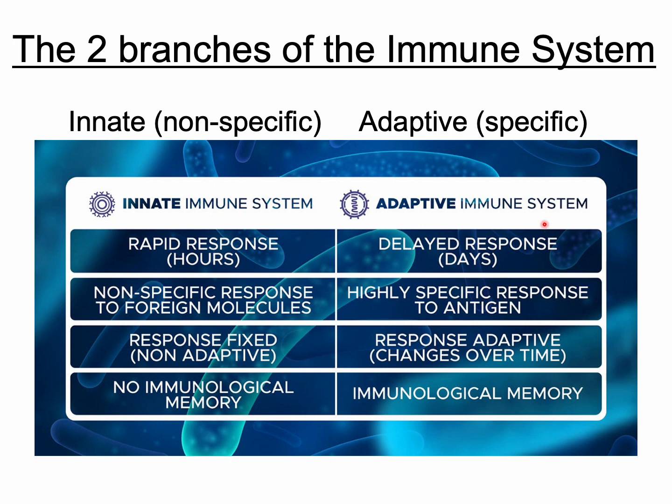The adaptive immune system, on the other hand, is a delayed response, so it can take days or longer for the adaptive immune system to mount a response toward a specific antigen. So it's highly specific against very specific foreign molecules. It is response adaptive, so it changes over time. How it responds to a certain pathogen or foreign molecule will change as it learns what that molecule looks like. And it has immunological memory, so it remembers what a certain pathogen or foreign molecule looks like, so it can mount a specific response in the future.